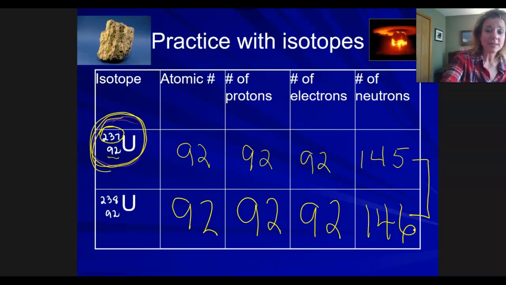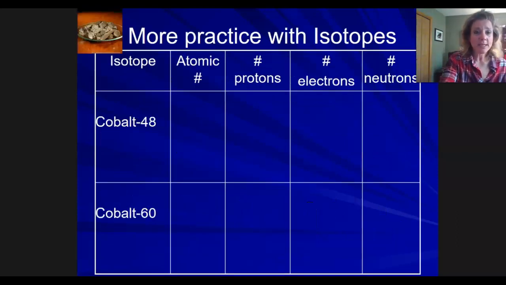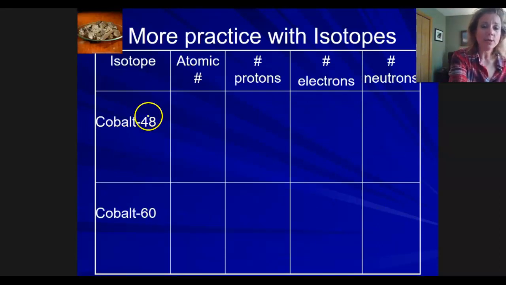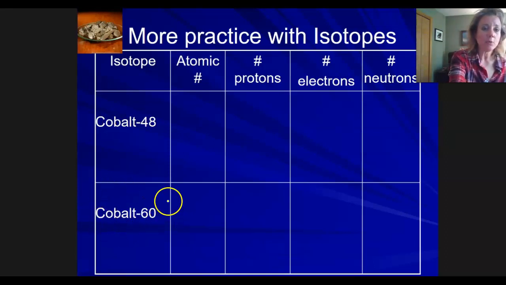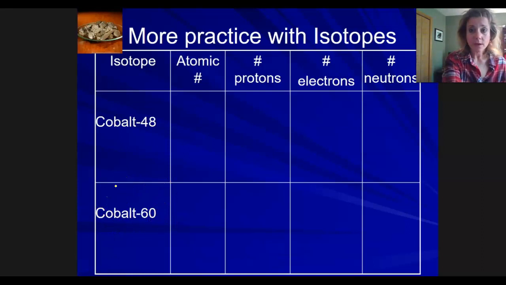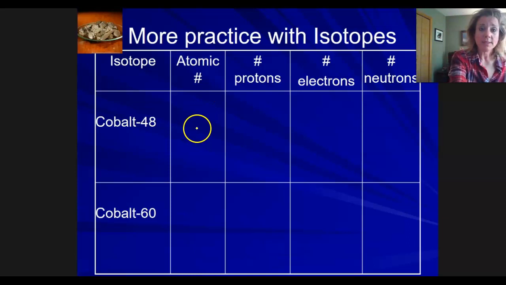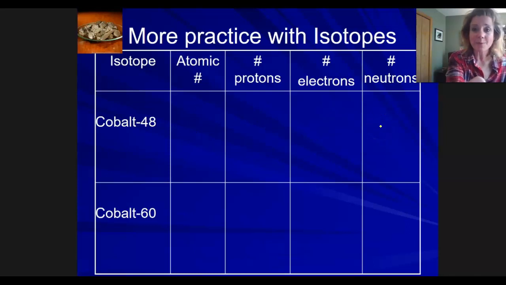Let's try another example. So please go ahead and put cobalt-48 in your data table. And while you're at it, you may as well put in cobalt-60. I'm going to go ahead and pause this, and I want you to figure out what's the atomic number. What's the number of protons, the number of electrons, and the number of neutrons? Let's see if you remember this from our parts of the atom activity.